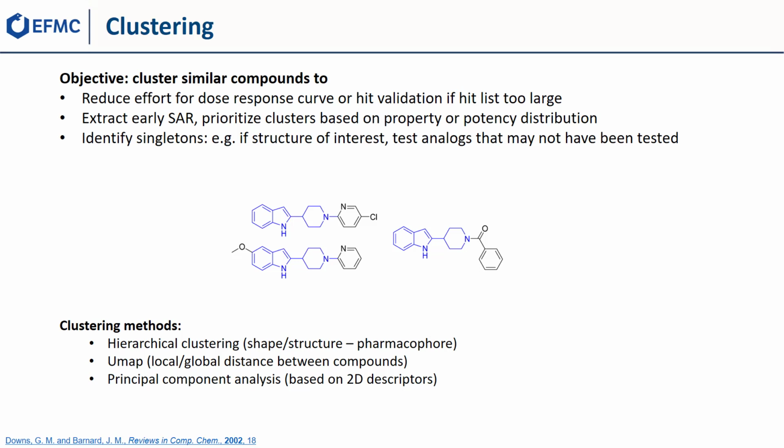Finally, it can be helpful to identify singletons early. Singletons are compounds which don't have near neighbors. And if the structure is of interest, maybe you want to test analogs that may not have been tested already. There are a variety of methods with which you can do clustering. We won't go into details here, but there's a very interesting review cited at the bottom of this slide.